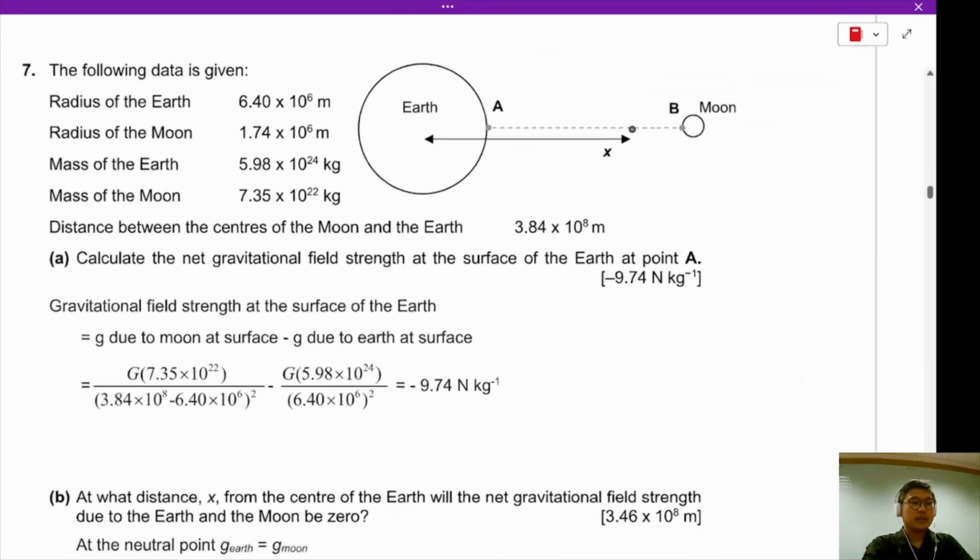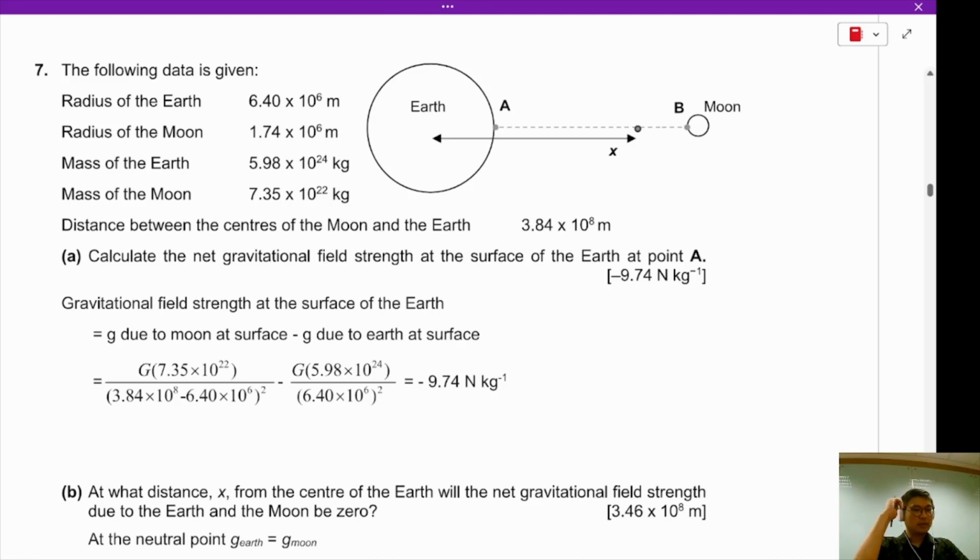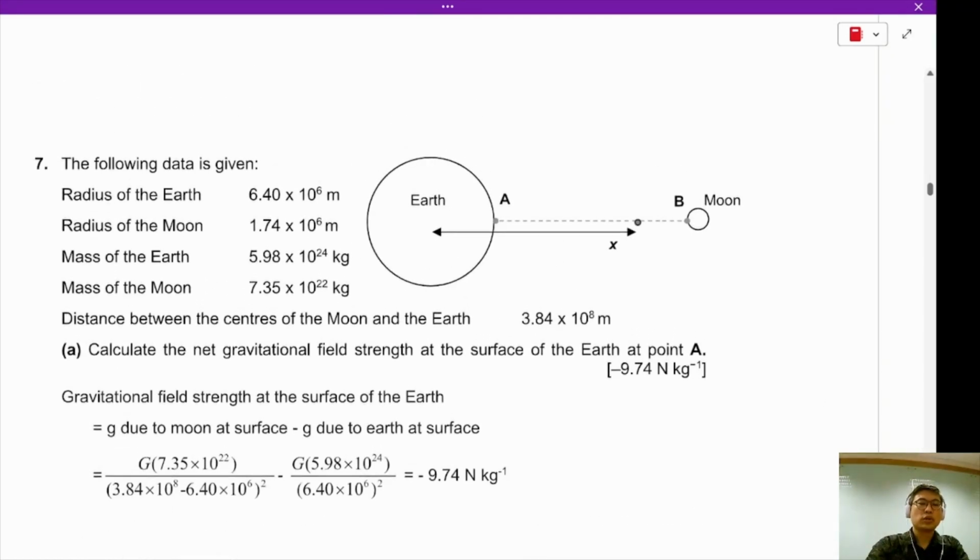All right, now let's take a look at question 7. Now, this is question 7. You notice that there are two objects right now, and there's a third object. So actually, there are 3 objects in this question. So there are two massive objects in the question.